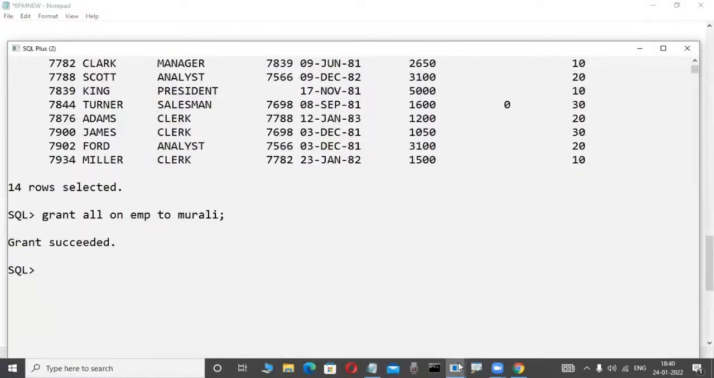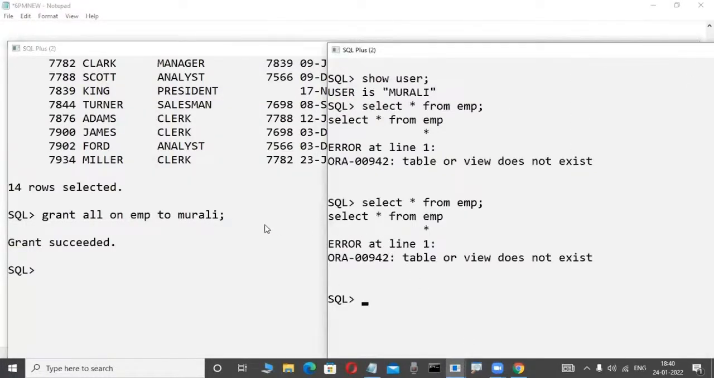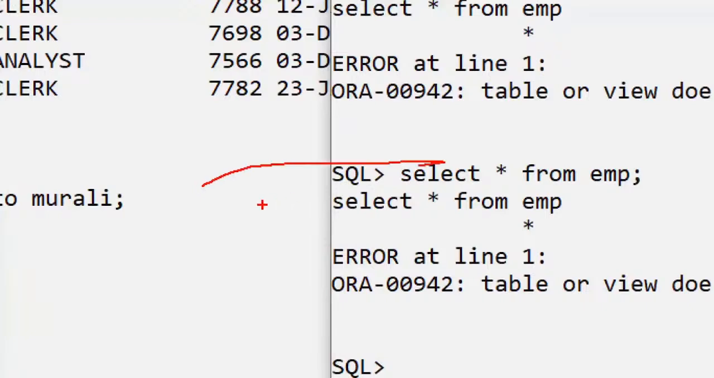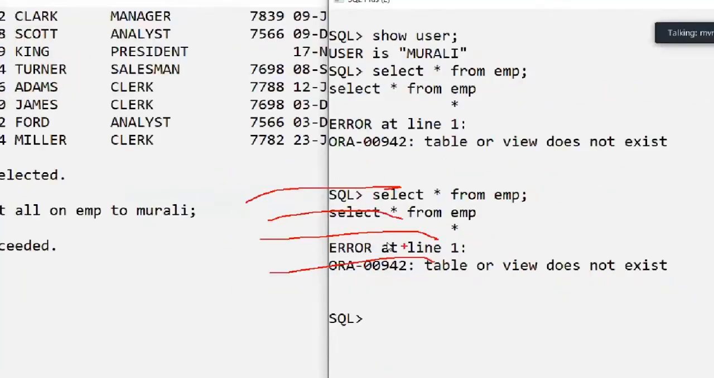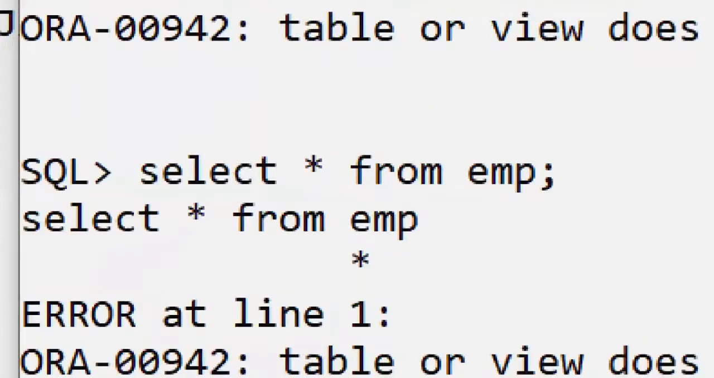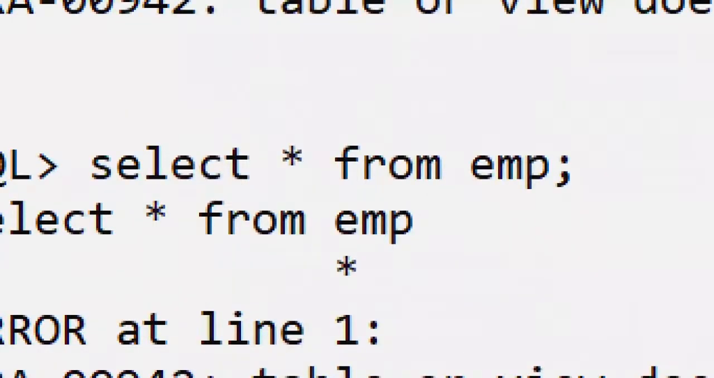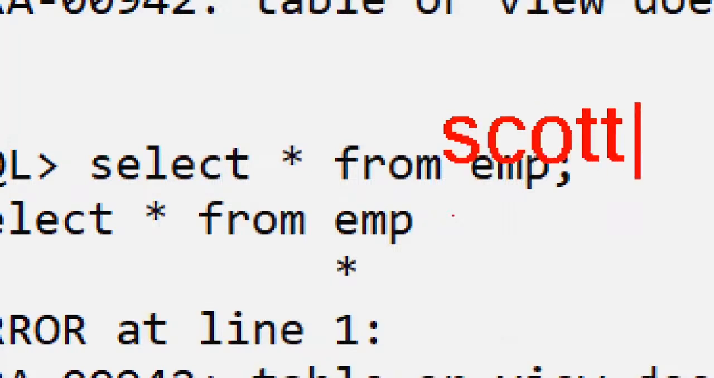If any user gives a permission to another user, whether on a procedure, a function, a trigger, a package, or any database object, then the name of the user giving the permission, followed by the dot operator, must be used: select star from Scott dot EMP. That is a rule. Very, very important. That is a rule.